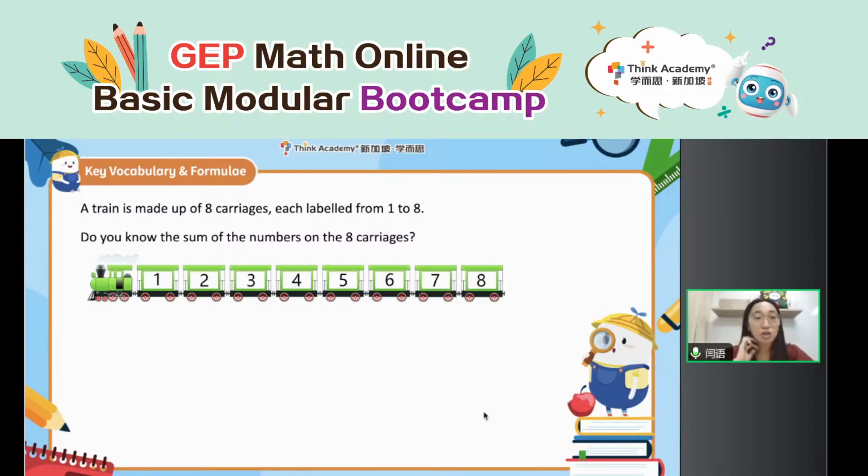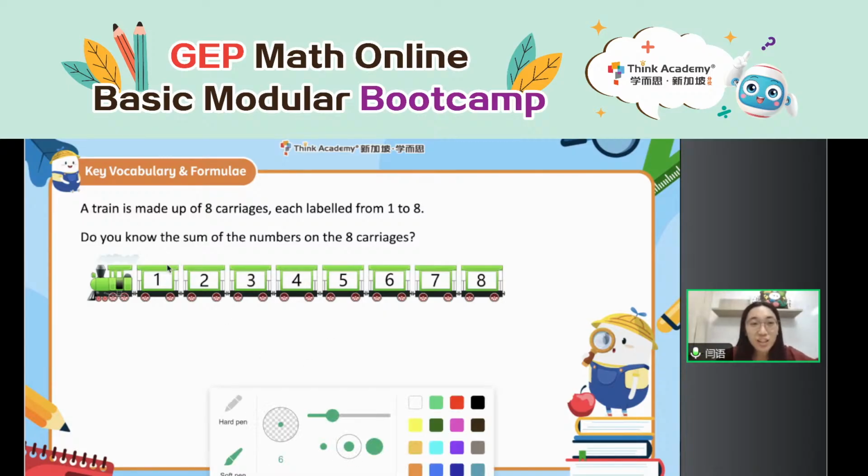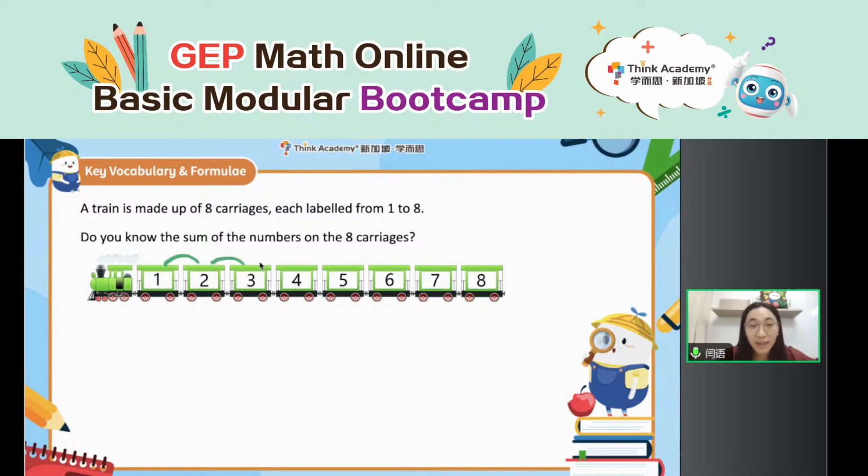As you can see, a train is made up of 8 carriages, each labeled from 1 to 8. Do you know the sum of the numbers on the 8 carriages? Well, you can see the numbers 1, 2, 3, 4, 5, 6, 7, 8. Also, it is an arithmetic sequence. Why? Because the gap between any two consecutive numbers is just 1, right? As long as there is a common difference, it is an arithmetic sequence, okay?